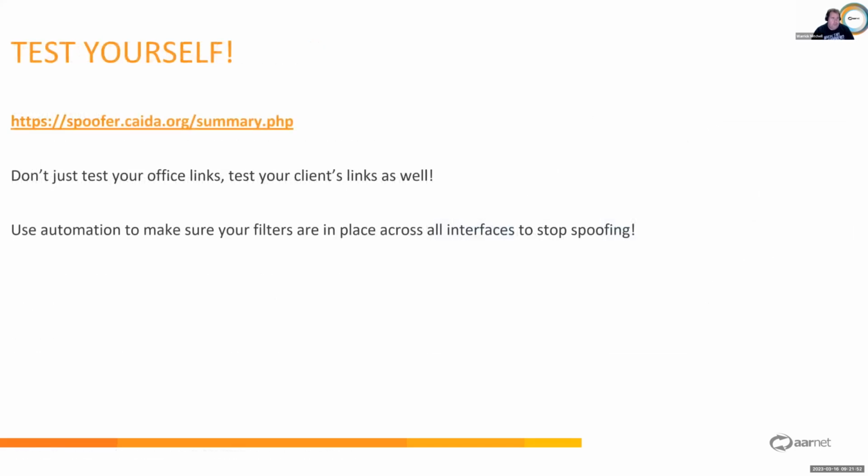There are a number of different ways you can test whether or not you're doing this. In this particular case, you can use the Spoofer tool that CAIDA produced many years ago. I would highly recommend that you don't just put it on your laptop and test your office network. Go out to your customers' networks, try it in their networks, see what it does, and make sure that you've got the right filters in place. Again, use automation where possible to make sure that all your interfaces stop spoofing, not just some of the interfaces.